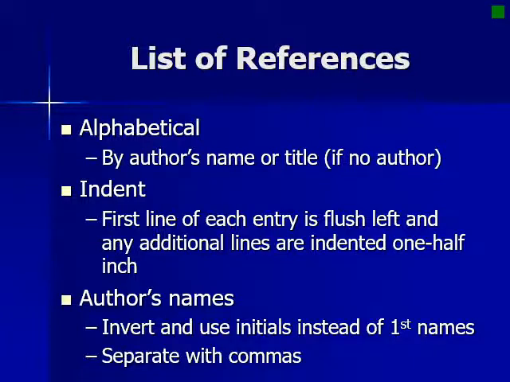Now we're going to change our attention to the list of references. This is at the end of your paper, and it is alphabetical by author's name or title if there is no author. The first line of each entry is flush left, and any additional lines are indented 1/2 of an inch. Authors' names are inverted, and you use the initials instead of first names, and you separate the authors with commas.